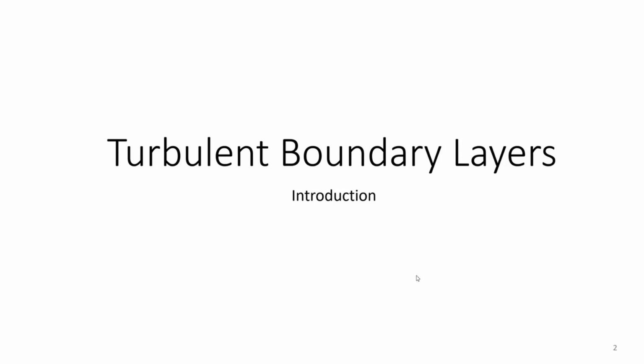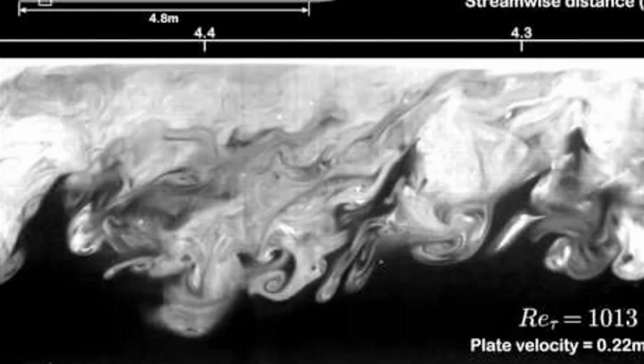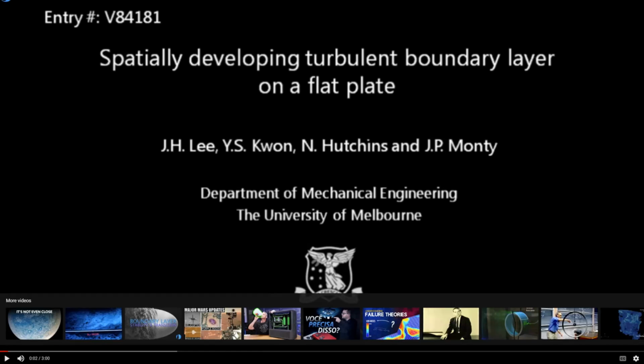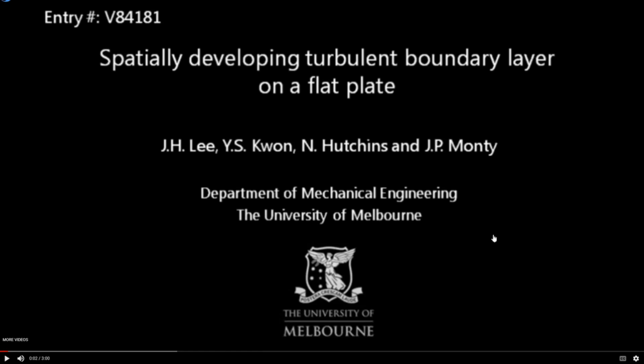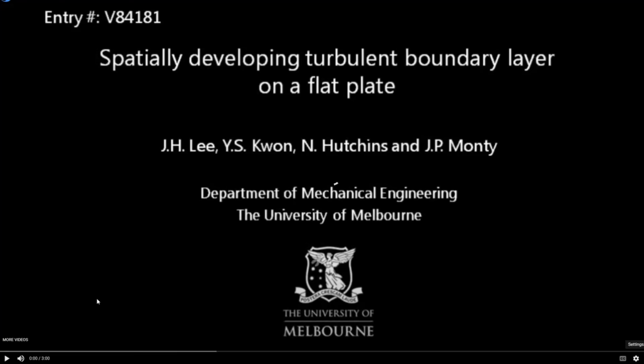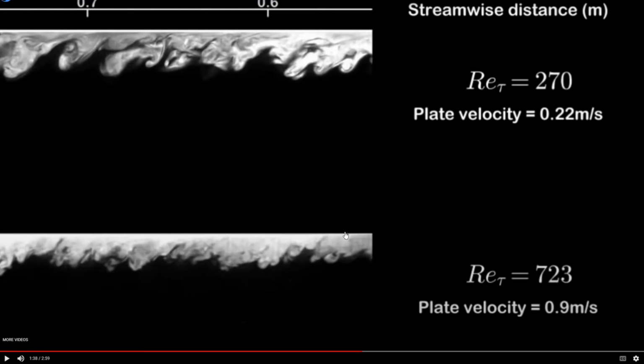I will start the video where you can see propagation of turbulent boundary layer for different Reynolds numbers, different initial flow velocities. This video you can also find on the internet. This video is from the University of Melbourne. It's an experimental visualization of turbulent boundary layer. It is a comparison between two different flows with two different Reynolds numbers.